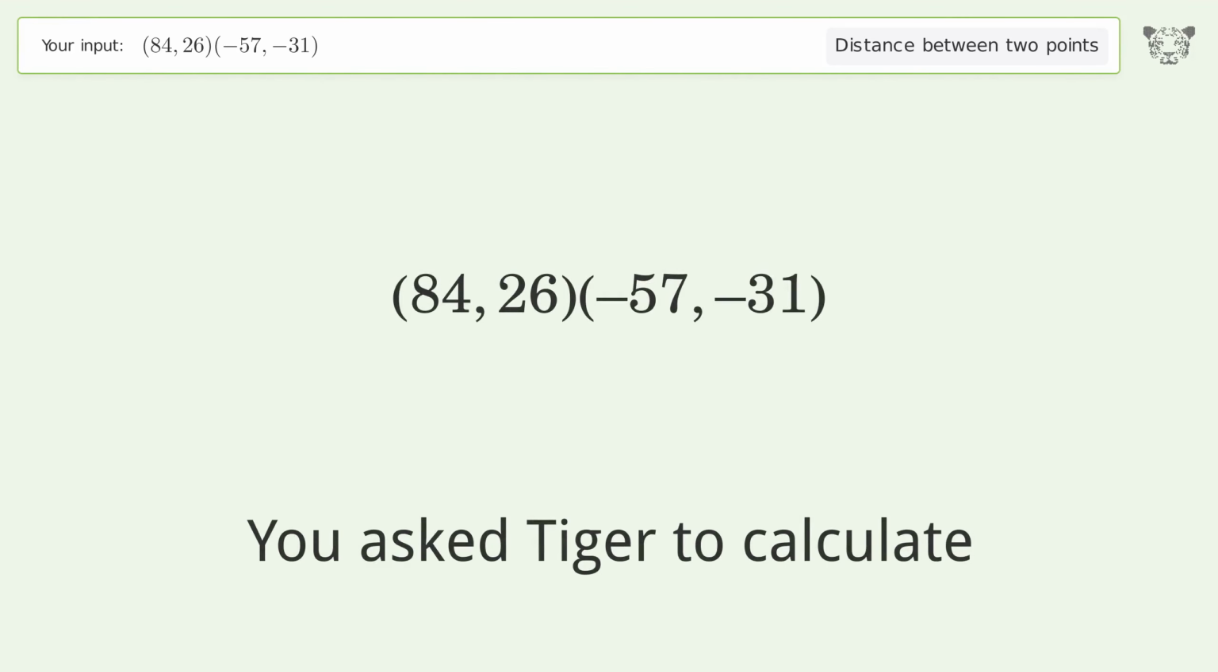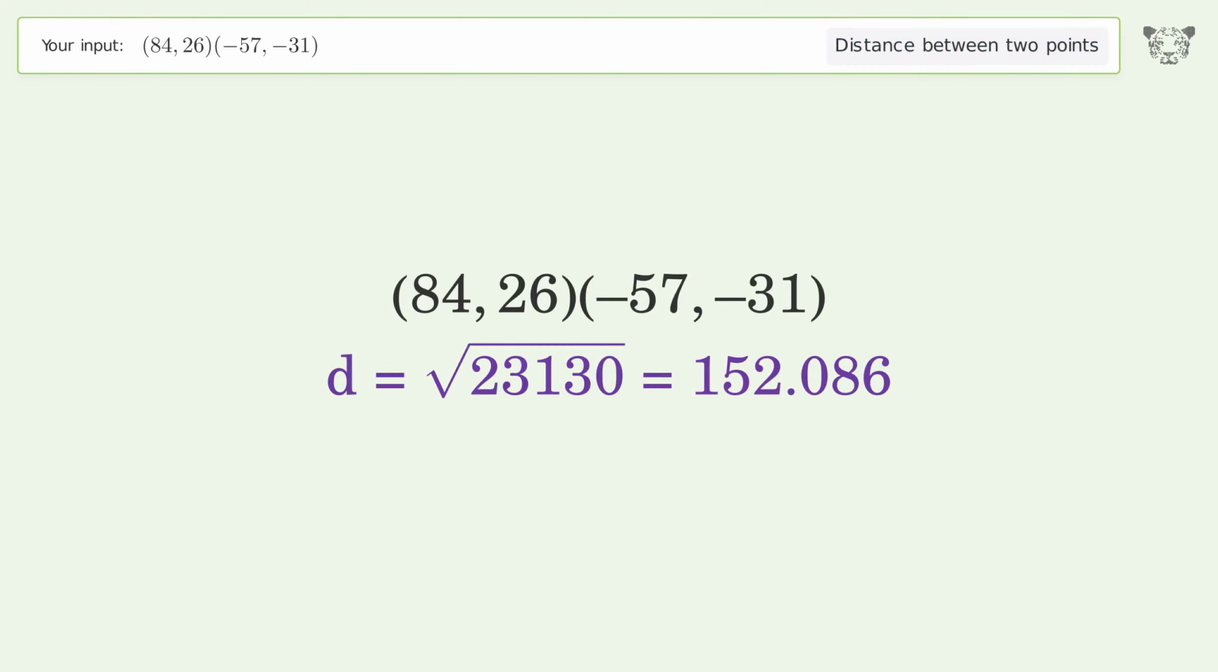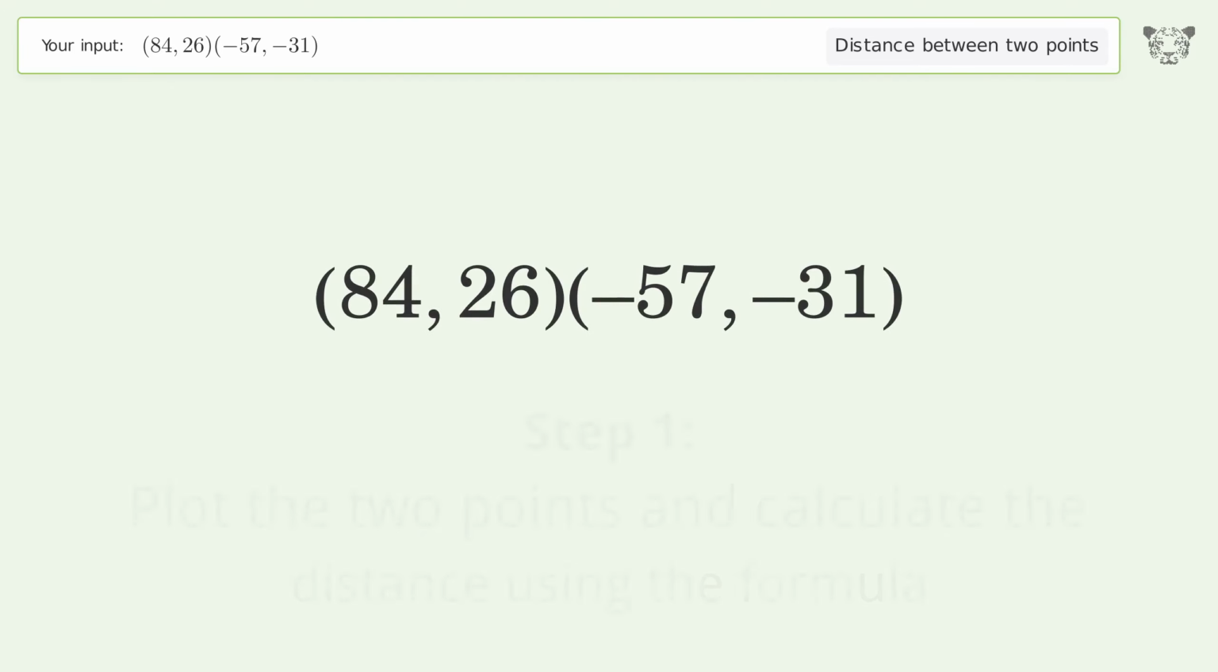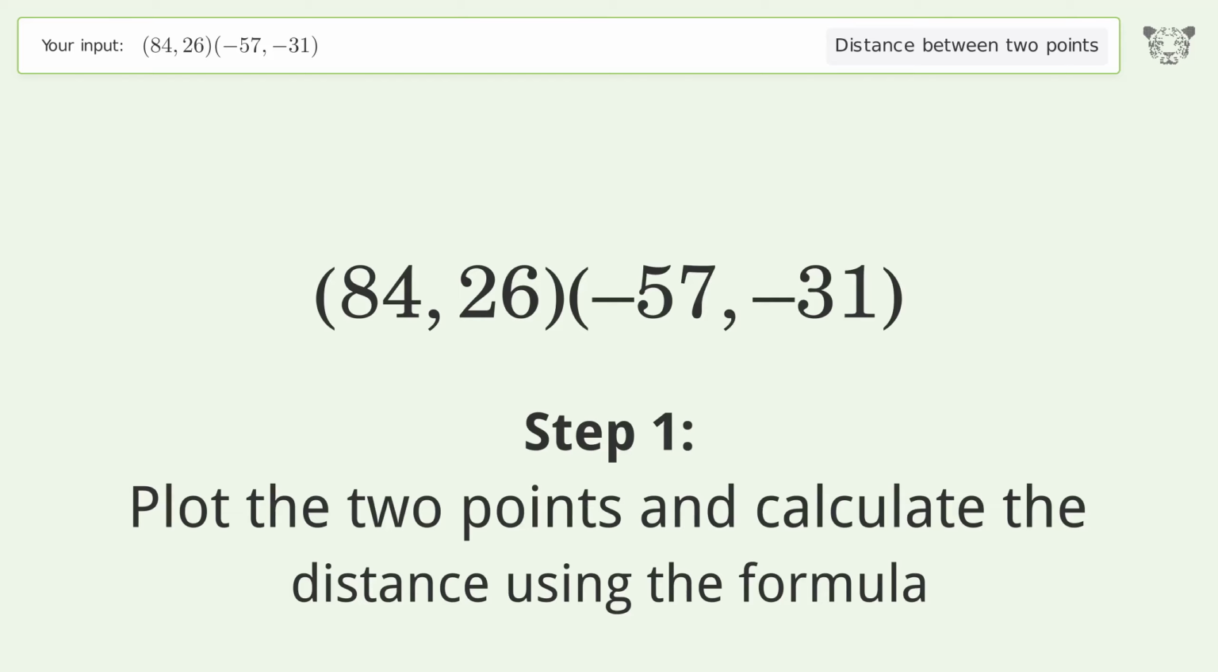You ask Tiger to calculate. This deals with the distance between 2 points. The distance between the 2 points is the square root of 23,130 or 152.086. Let's solve it step by step. Plot the 2 points and calculate the distance using the formula.